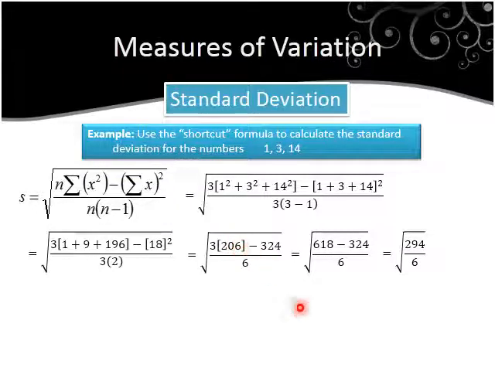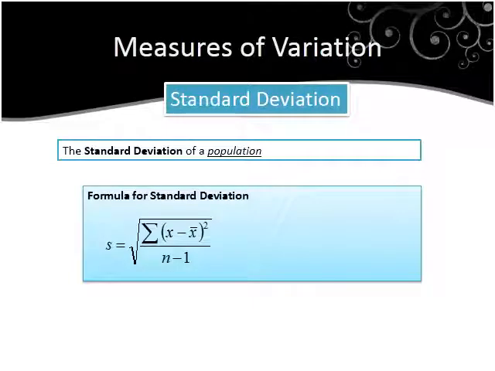So now dividing 294 by 6, you see that you get 49, and of course square root of 49 is 7, which is the same answer that we got with the other formula. So the shortcut formula is a shortcut in the sense that we didn't have to calculate the mean first. You can use either formula, whichever one comes more naturally to you.